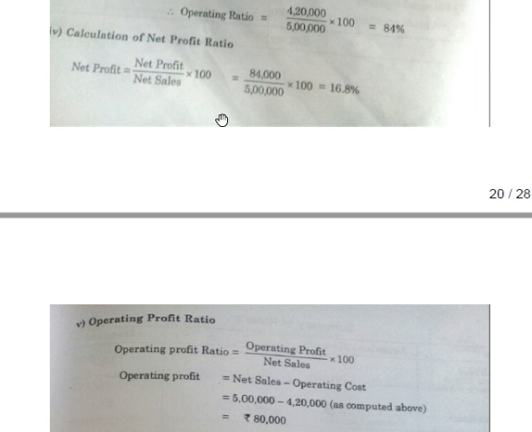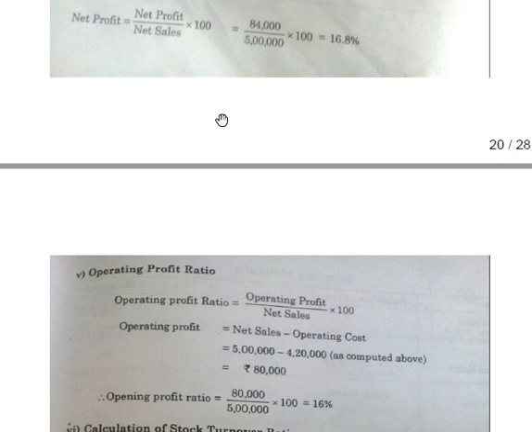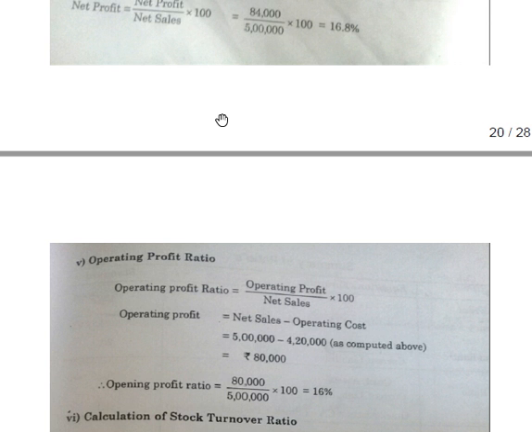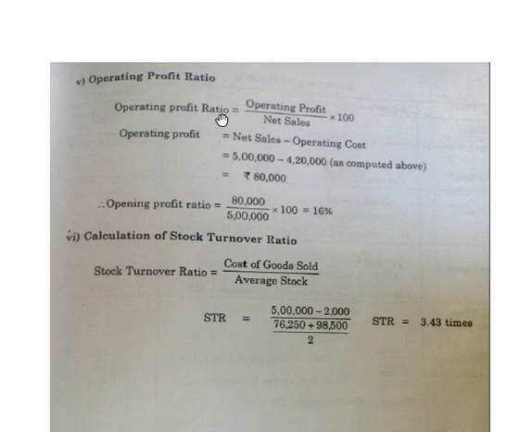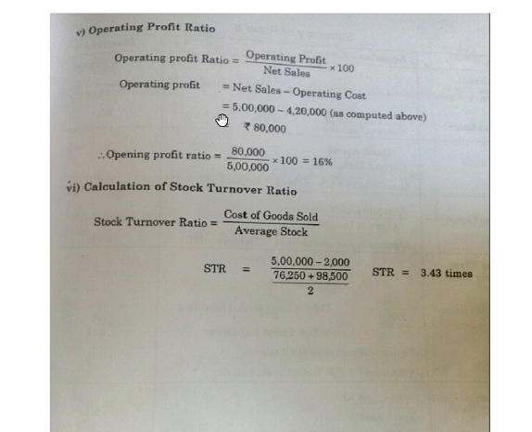Calculation of net profit ratio, which is net profit divided by net sales into 100. 84,000 divided by 5 lakh into 100, which is 16.8%. So operating profit ratio, which is operating profit divided by net sales into 100. Operating profit is nothing but net sales minus operating cost, which is 5 lakh minus 4,20,000, 80,000. Operating profit ratio is equal to 80,000 divided by 5 lakh into 100, which is 16%.